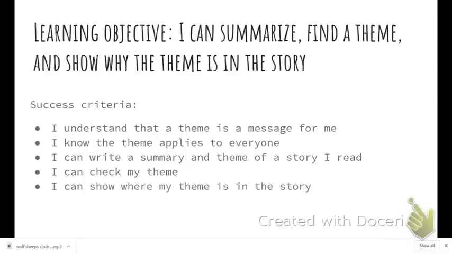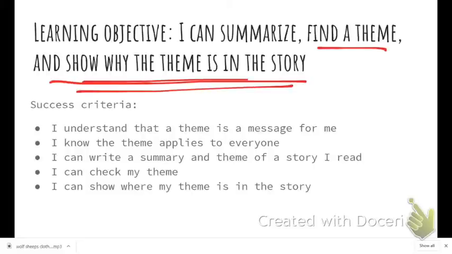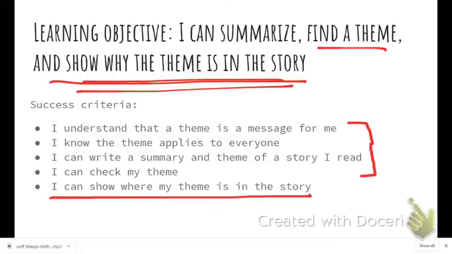Okay, your learning objectives are not very different from earlier this week. I can summarize, find a theme, and show why the theme is in the story. That is to say, find evidence. And the success criteria are understanding that the theme is a message for me. It applies to everyone. I can write a summary and a theme, check my theme, and today the new one is I can show where my theme is in the story.